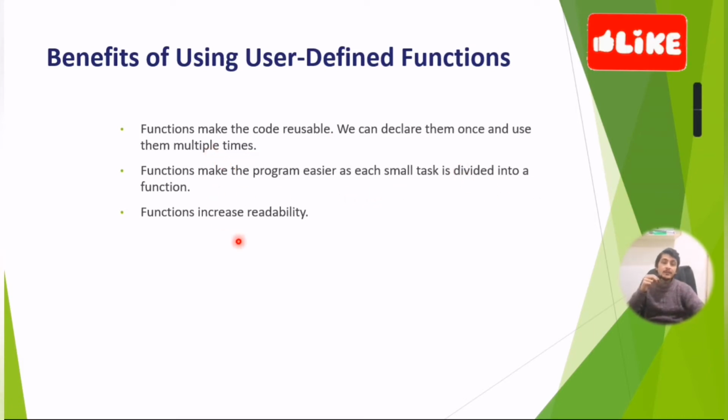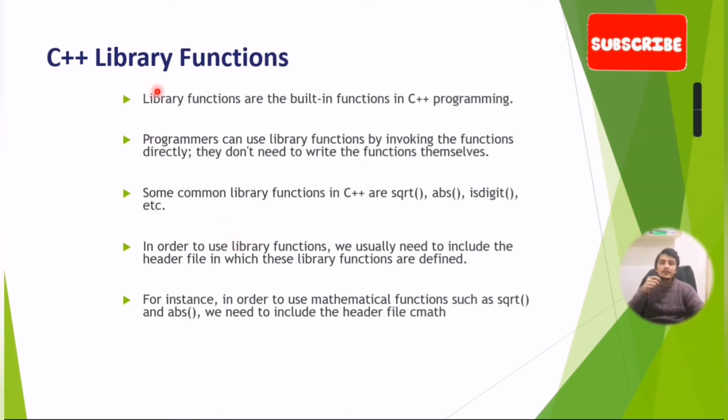Functions increase readability. It is easy to divide your program into certain specific tasks, small parts, small sets of blocks, which are called functions, for your convenience. C++ library functions are built-in functions in C++ programming. Programmers can use library functions by invoking the functions directly. They don't need to write the functions themselves. Some common library functions in C++ are sqrt, abs, etc.